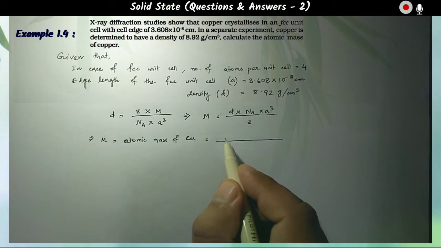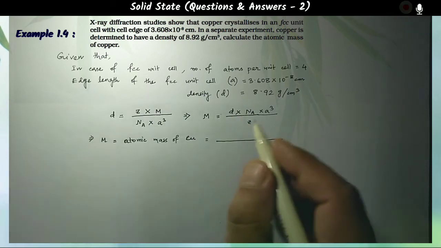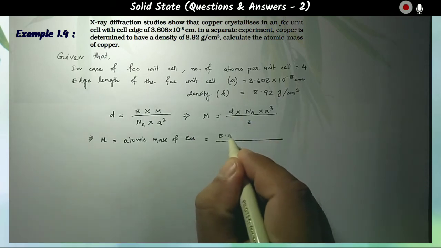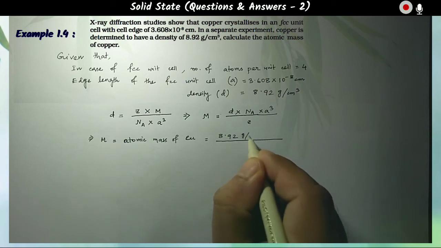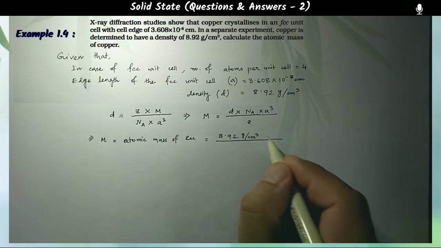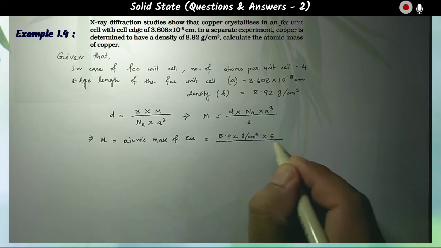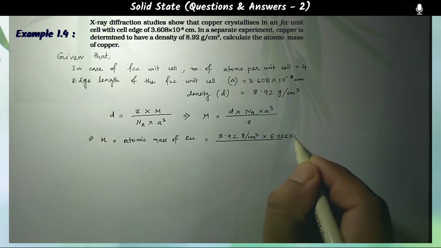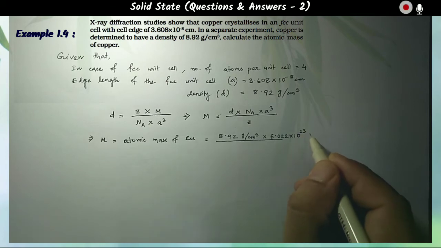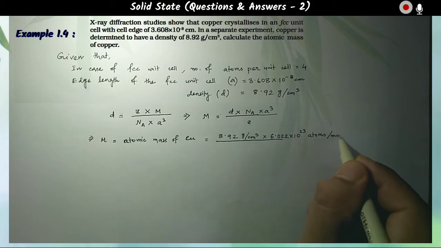What is the value of D? The value of D is equal to 8.92 gram per centimeter cube. And we already know that the value of Avogadro number is 6.022 into 10 to the power 23 atoms per mole, per mole.